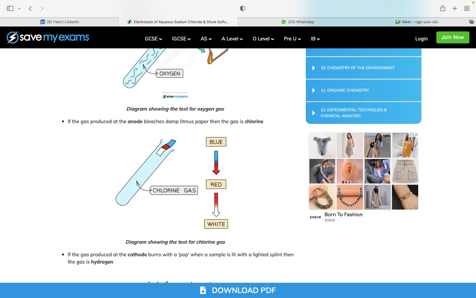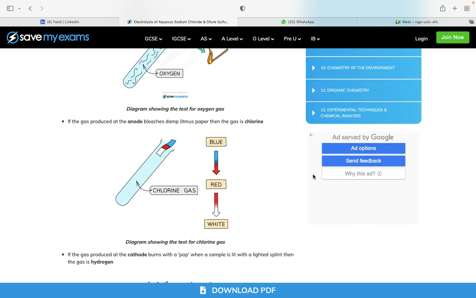Sorry for this picture. They are advert pictures. Let's move up quickly.